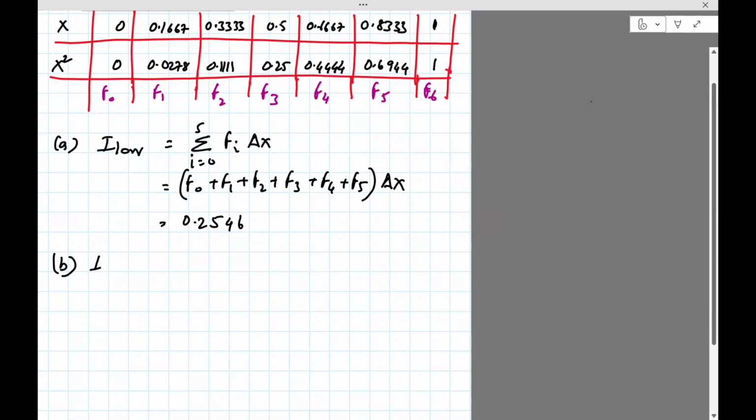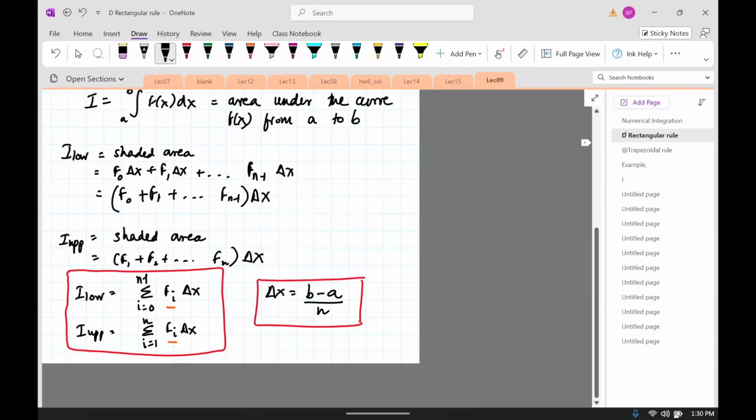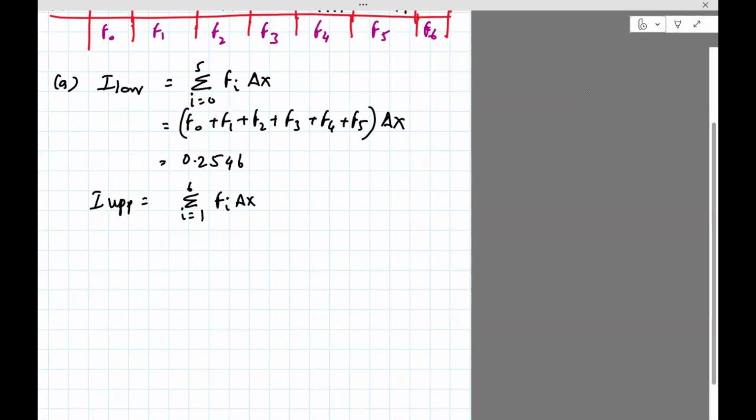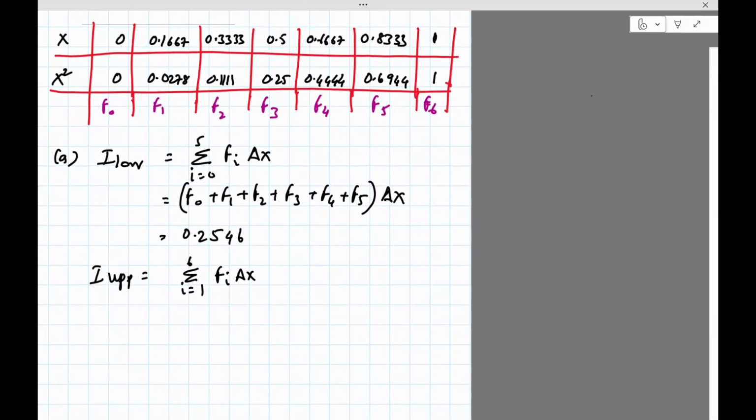Okay, so what's the answer? We'll come to that soon. So that's the lower bound. The upper bound would be I equals 0. Sorry, I equals 1 to 6. F of I delta x. This is the formula shown here. So I goes from 1 to n equals 6. F1, F2, F3, F4, F5, F6 times delta x. So that comes out to be 0.4213.